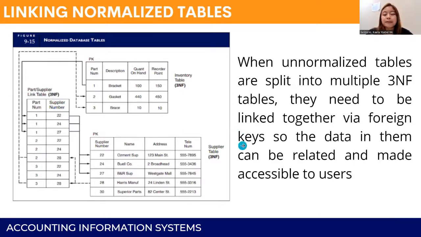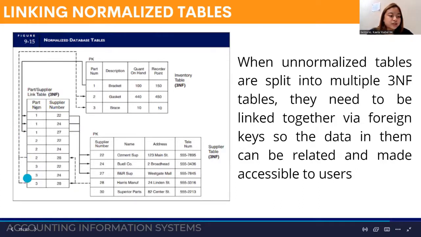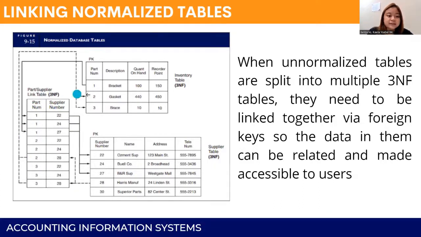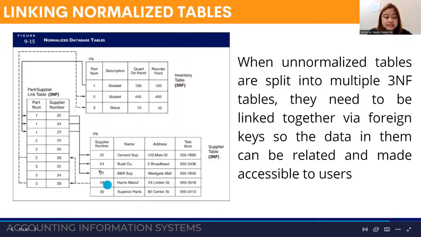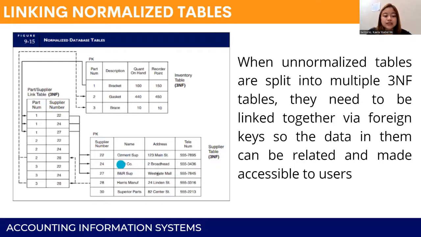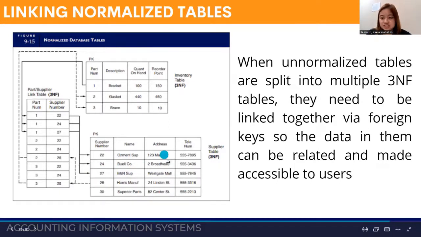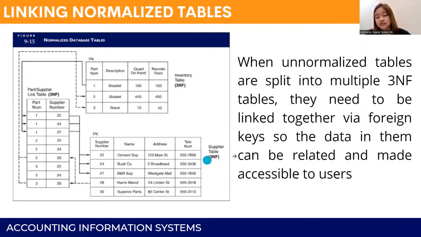Paano ba natin mapapakita na nalilink natin sila sa isa't isa? So the part supplier link table, itong part number, na-link natin siya sa inventory table through putting part number din here while adding another columns like descriptions, quantity on hand, and reorder point. Malilink din natin ng part supplier link table through the supplier number. As you can see, given siya sa parehas na table, which means that the supplier number with different informations lang from the suppliers like name, address, and telephone number.